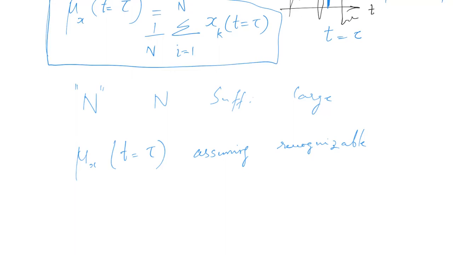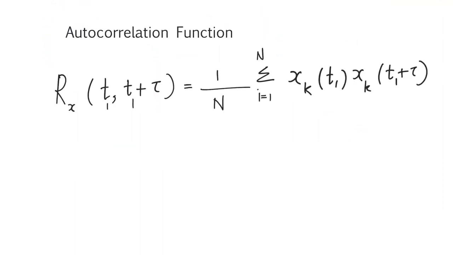Now let's move ahead to the next type of ensemble average, which is known as the autocorrelation function. The autocorrelation function is another ensemble average where you take the product of the values of the displacement of the landing gear at two instances of time.